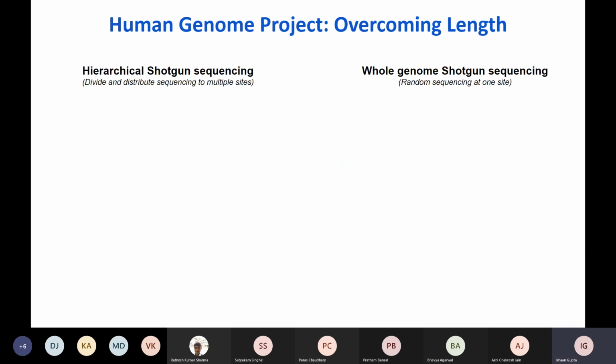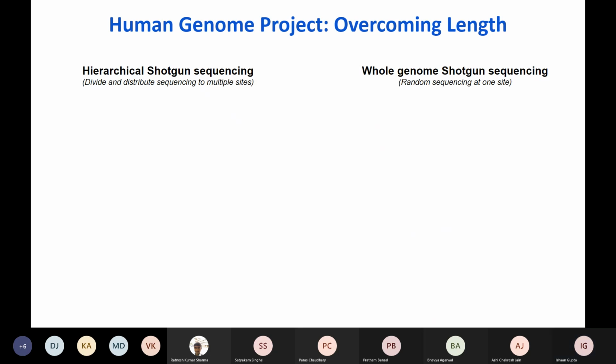All right. Given these challenges, the researchers came up with two solutions to sequence the human genome. The first solution, which was taken up by NIH and most of the academics, was called hierarchical shotgun sequencing. The idea was to divide and distribute sequencing to multiple sites. The other approach, taken by a private company called Celera Genomics, was called whole genome shotgun sequencing. The idea was you take a human genome, randomly fragment it, and sequence it in one site.